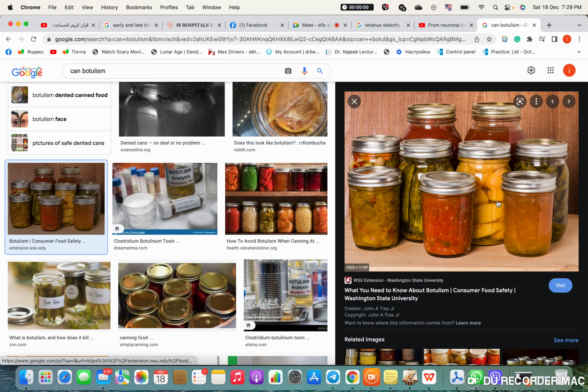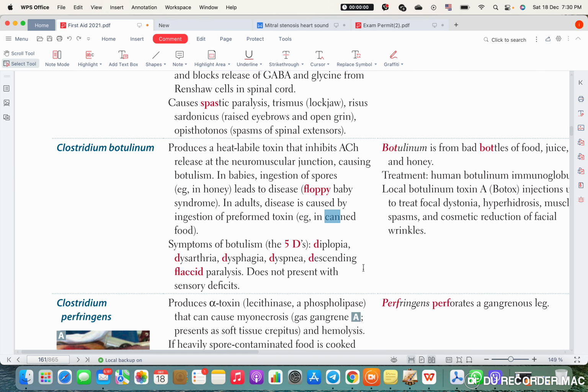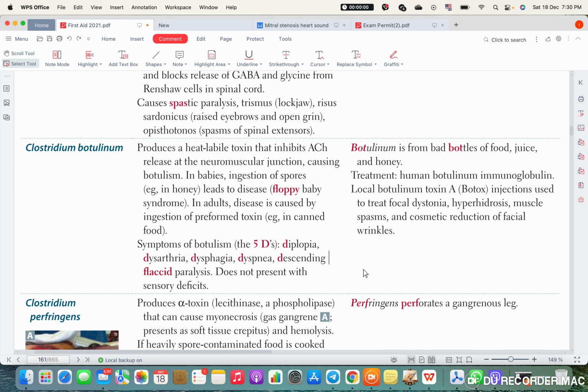Now, okay, if you have something like this and then you cook it really, really good, will you still get botulism, yes or no? You will not. Good, because it's heat labile.